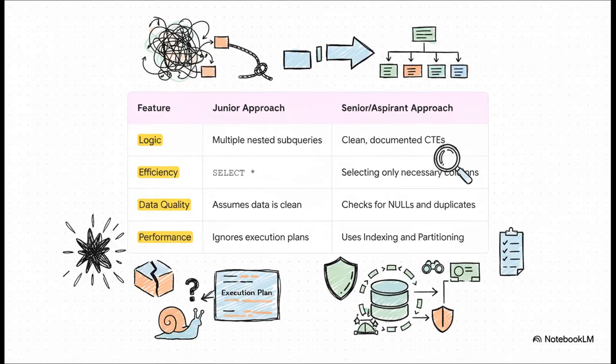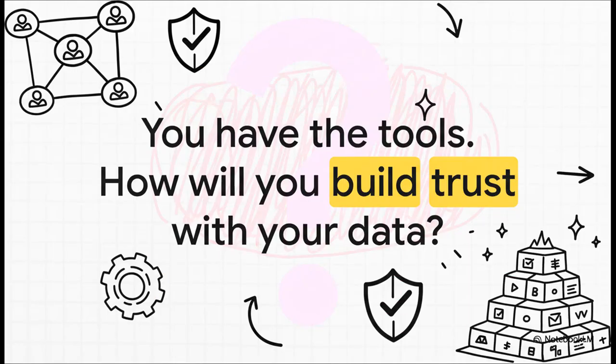And this table just sums up the whole journey perfectly. For logic, you move from that messy nest of subqueries to clean, documented CTEs. For efficiency, you stop the bad habit of select star and you only pull the columns you actually need. For data quality, you shift from just assuming the data is fine to actively verifying it. And for performance, you graduate from ignoring how the query runs to truly architecting it with tools like indexing and partitioning. So at the end of the day, becoming a senior data pro isn't just about mastering a language.